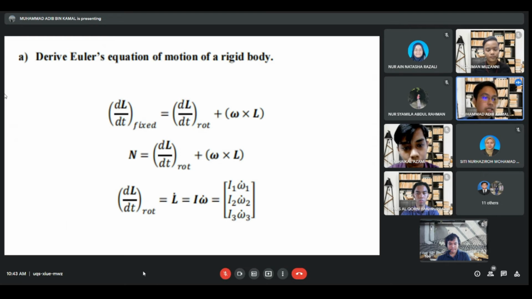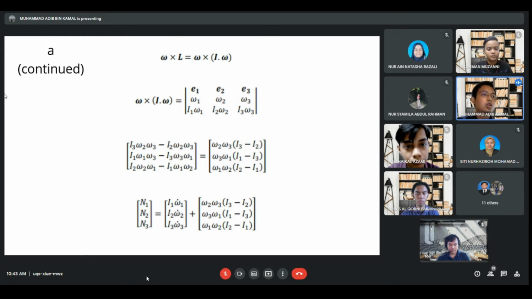Next, as we know, dL over dt in the rotating frame equals L dot, equals I omega dot, equals this matrix: I1 omega dot 1, I2 omega dot 2, I3 omega dot 3. So as Azri said, for the cross product omega cross L, we obtain the determinant as shown. Next, we do the cross product between them and then we get this equation. Next we obtain the Euler equation, which is N1, N2, N3 in matrix form equal to I1 omega dot 1, I2 omega dot 2, I3 omega dot 3 plus omega 2 omega 3 (I3 minus I2) and so on, as follows.